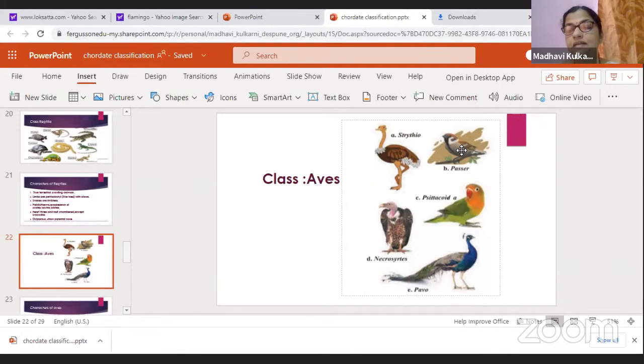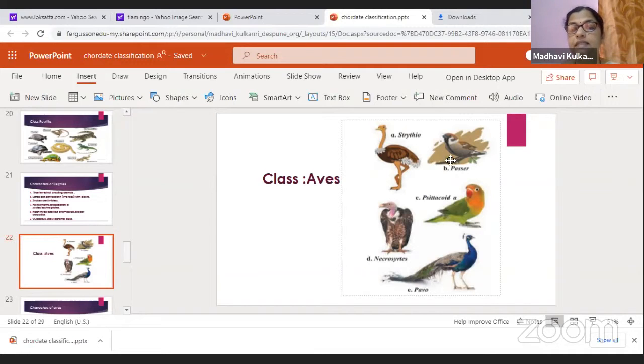Second is Passer, that is a common sparrow. Psittacula, that is a common parrot. The next, Necrosyrtes, that is a vulture. It feeds on the dead bodies of cattle. And the last one is Pavo, which is our national bird, the peacock.